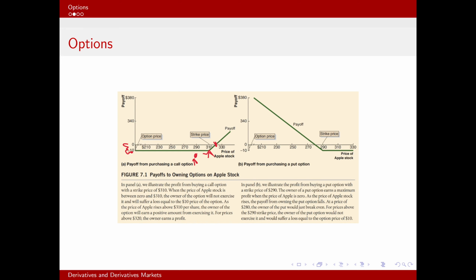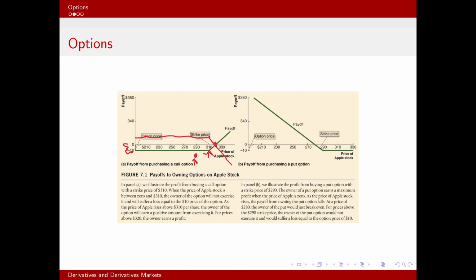After that, every single dollar that Apple goes up, it is a net dollar profit for you in your pocket. Now, on the flip side, it looks the exact opposite for whoever's short your call option. They're going to have a $10 profit all the way to $310, and then they're going to start to lose money every single dollar that Apple goes up.